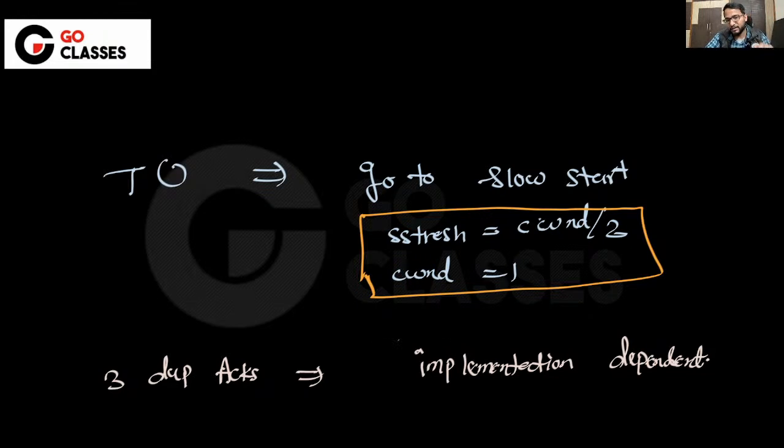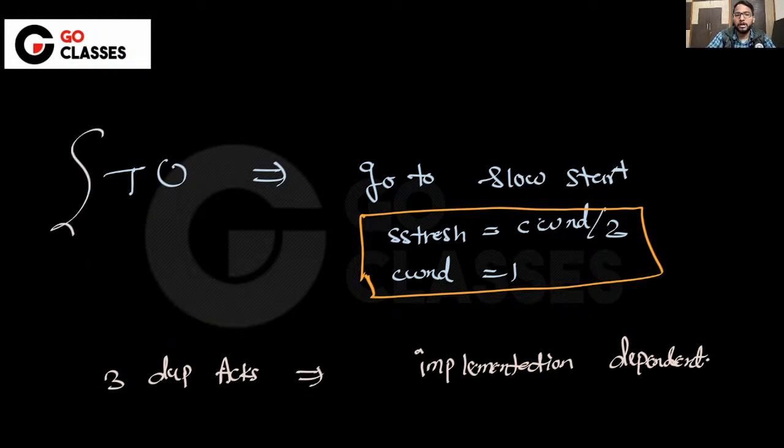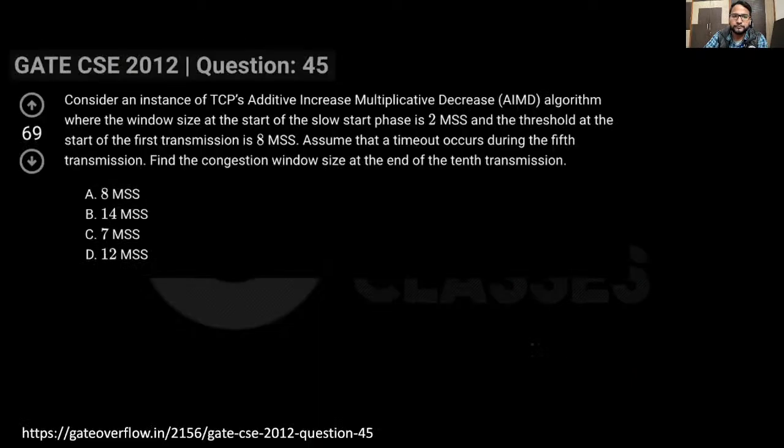Whenever I in GO Classes or Arjun sir in GATE Overflow give a question in the test series, either we mention the complete detail of what to do on 3 duplicate ACKs and what to do on timeout, or otherwise we do not ask about the 3 duplicate ACKs. We only ask about the timeout, because GATE only asks about the timeout. Let me just show you. See, this is the question that GATE has asked.